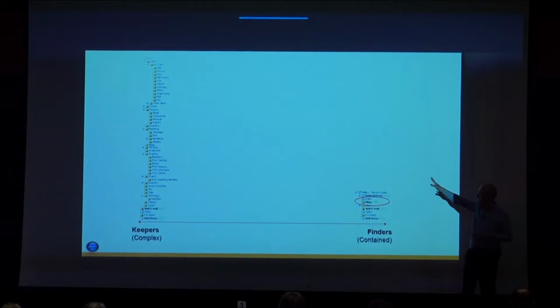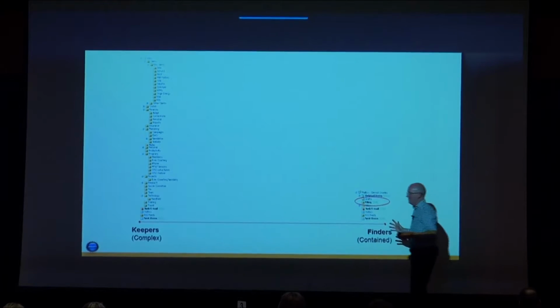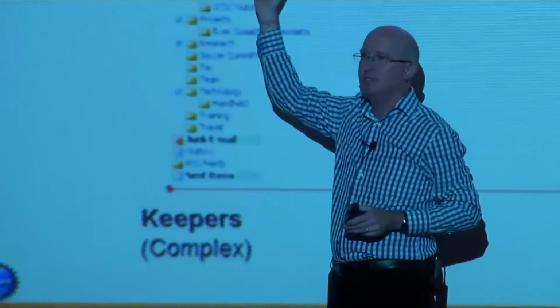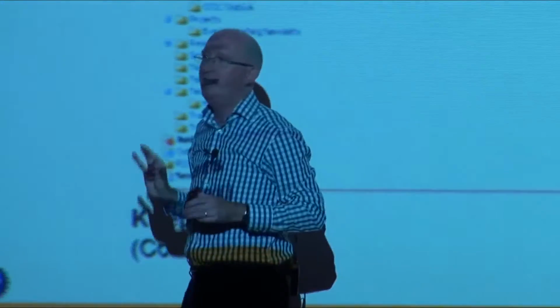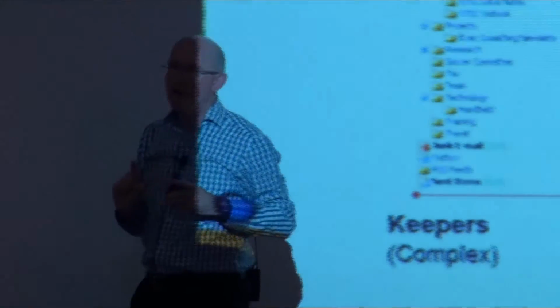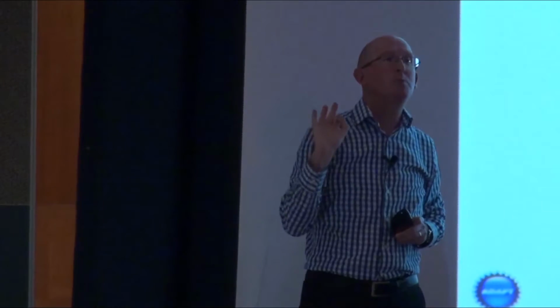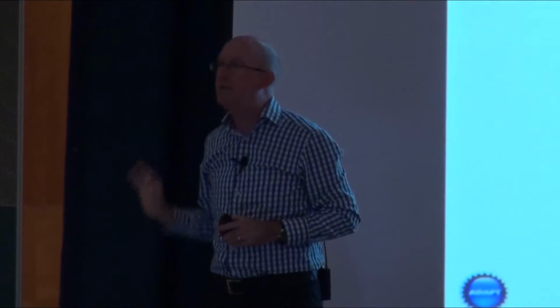I'm a finder. I have one filing folder called filing. Very creative. Now, here's what I'm going to suggest. In my experience, most people are keepers. We tend to set up folder-driven, hierarchical systems to help us to organize our emails. And the only reason we do that is because we think it's going to help us to find those emails more easily.